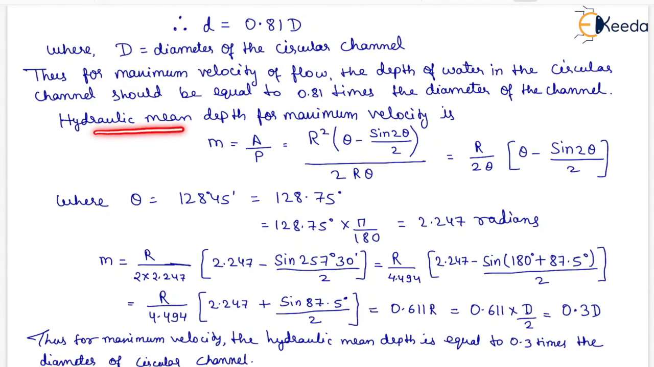Now, hydraulic mean depth for maximum velocity is given as A by P, which will be equal to r square (theta minus sin 2 theta by 2) upon 2r theta. Therefore, on putting theta equals 128 degree 45 minute, we will have m equals 0.611 into D by 2, which will be equal to 0.3 D. Thus, for maximum velocity, the hydraulic mean depth is equal to 0.3 times the diameter of the circular channel.